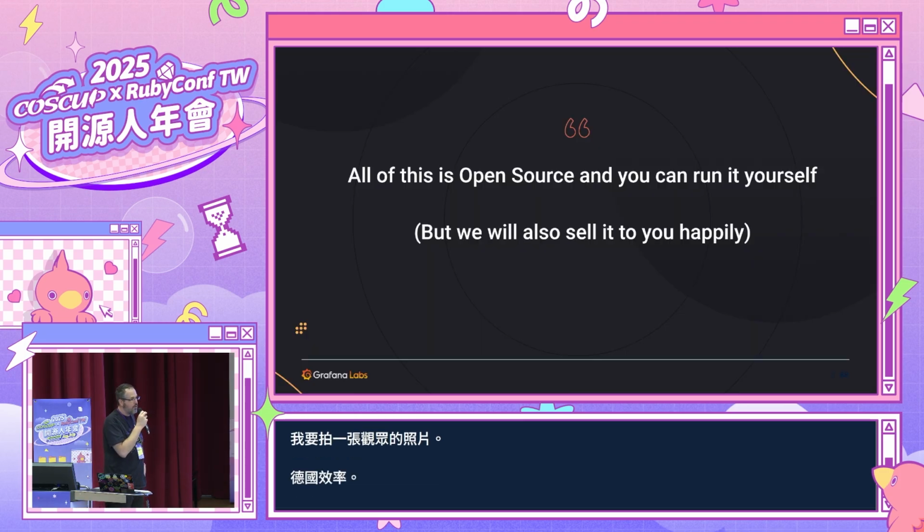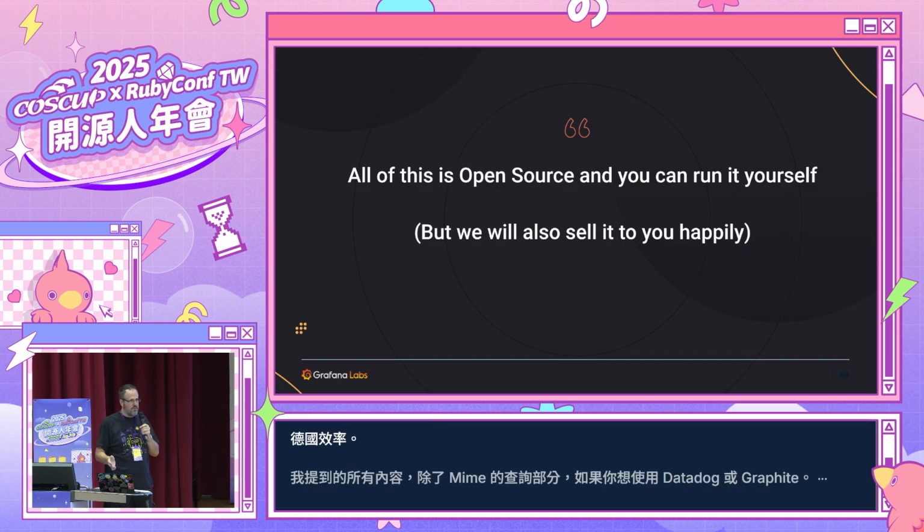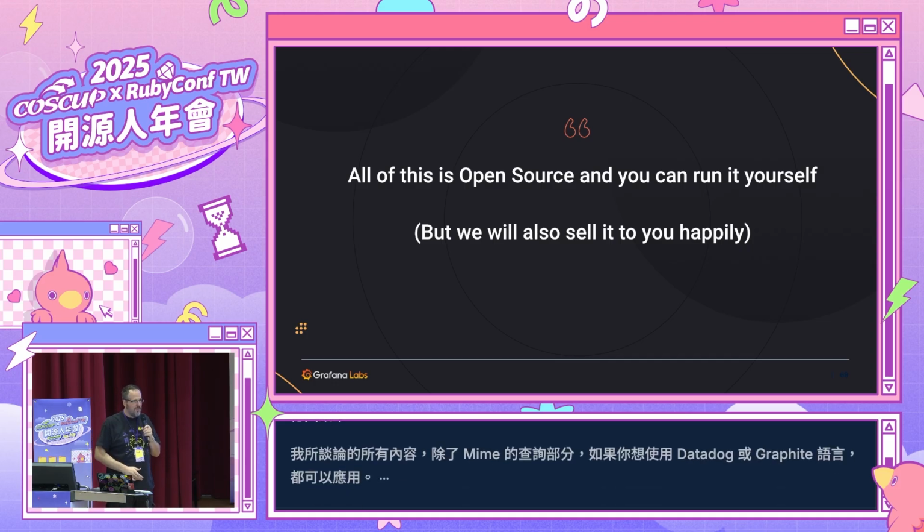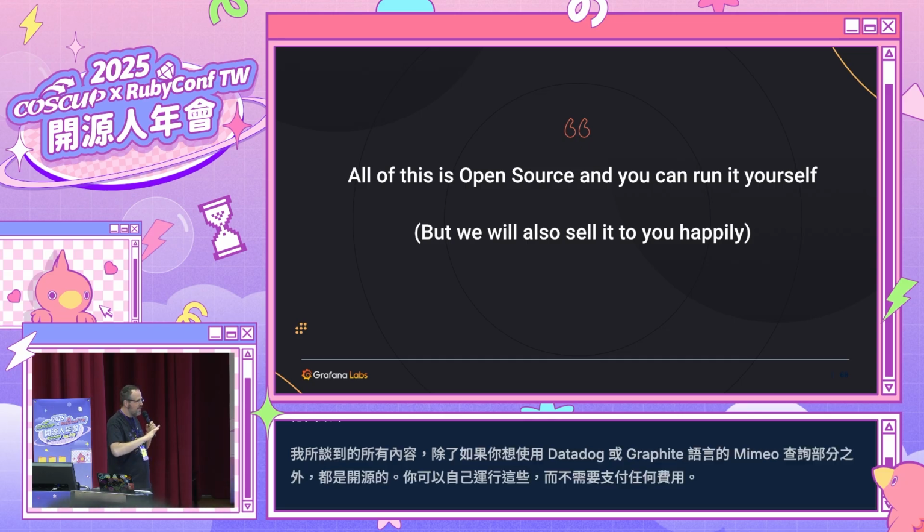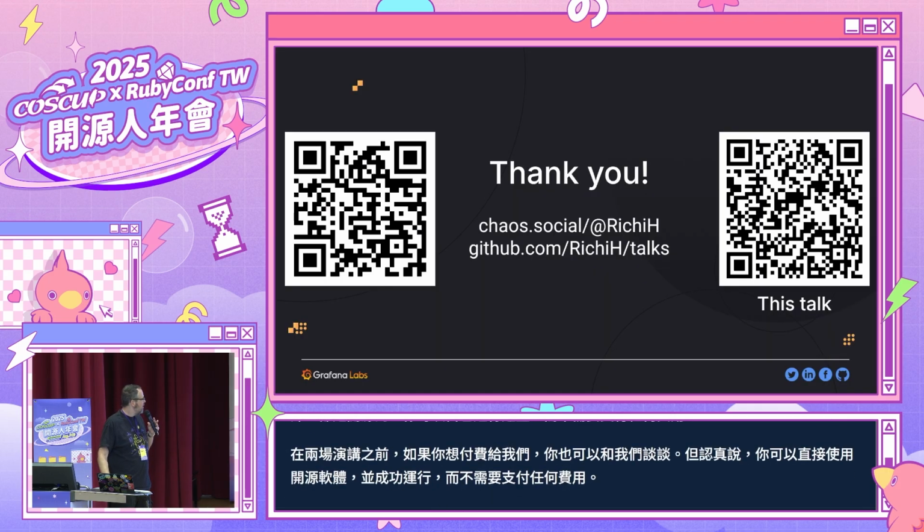And all of what I talked about, except for the query bit of Mimir, if you want to use Datadog or Graphite language, everything else which I talked about is open source, so you can run all of this yourself without ever having to pay anyone. Harking back to two talks earlier, if you want to pay us, you can also talk to me, but seriously, you can just take the open source and run it, and you can be successful without ever having to pay for any of this. This is the power of open source, and this is why we believe in open source. Thank you.